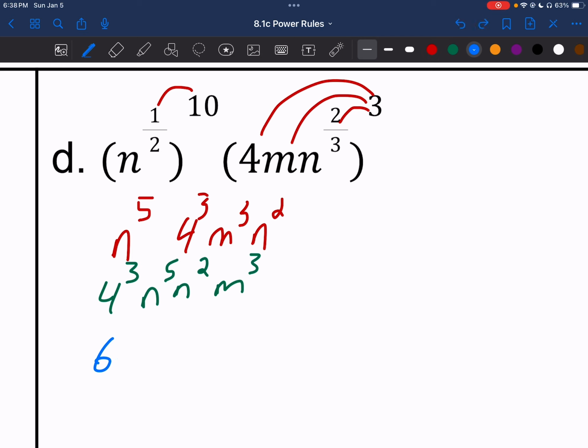We'll make that look more like a 4. So we have 64, and n is our base. 5 plus 2 is 7, so there's a total of 7 n's, and m to the third. So 64 n to the 7th, m to the third.